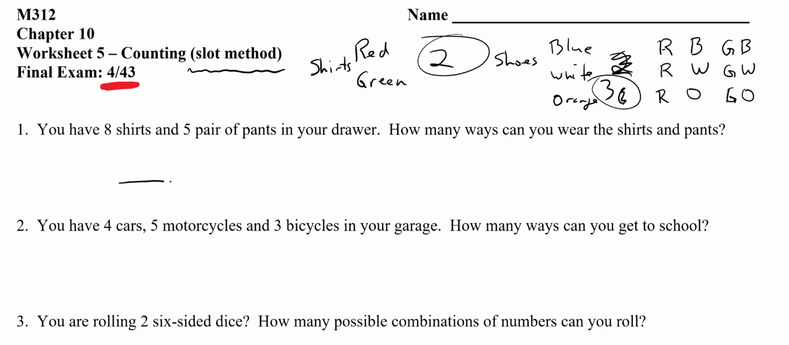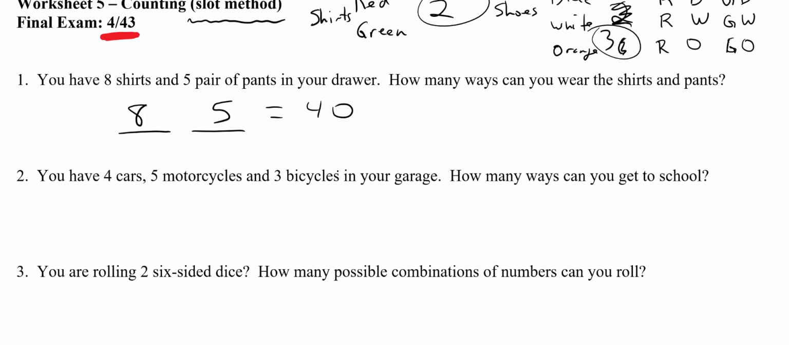Okay. So for number 1, it says you have 8 shirts and 5 pair of pants in your drawer. So 8 shirts, and that's why I'm using the slot method, because it's a slot you're going to write down, and then you're going to put in the number of possibilities that you have. So there are 8 shirts and 5 pair of pants. How many ways can you wear the shirts and the pants? You just multiply that together, put it in your calculator, I don't care, but it's 40.